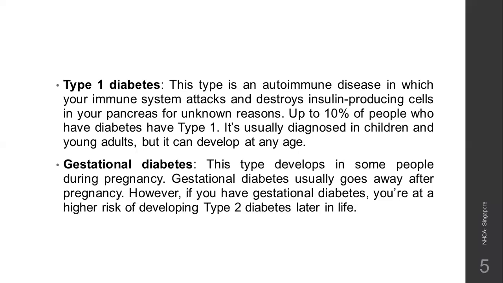Then you have gestational diabetes. It happens during pregnancy. Okay. So this type of diabetes develops in people only during their pregnancy. And when the child has been born, it will go away. The gestational diabetes will go away after pregnancy. But there is always a risk for women who had gestational diabetes that they will have type 2 diabetes sooner or later in their life.